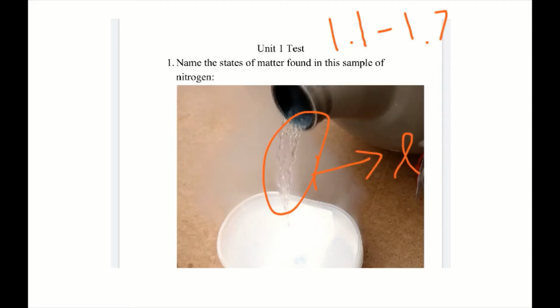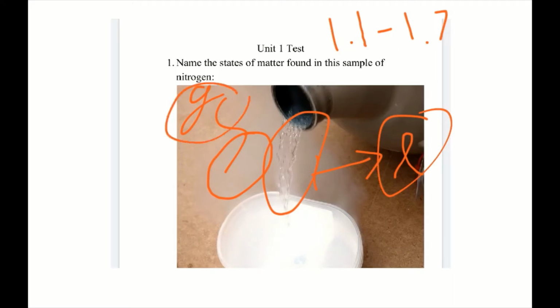So it's a liquid. And down here we have some clouds that are forming because nitrogen likes to exist as a gas and not a liquid. So that's why it's starting to evaporate all of a sudden. So that's a gas. So that's our answer. The states of matter found in this sample of nitrogen are liquid form and gaseous form once you pour it out. So let's move on to the next question.